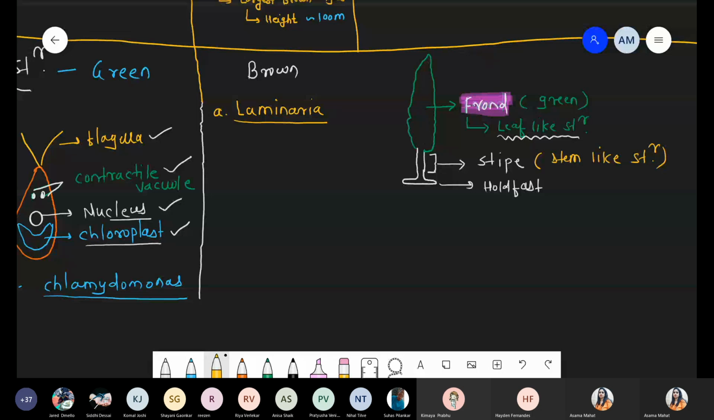And the holdfast: what is the function of the root? Basically it can adhere and it can absorb. Similarly, in brown algae there is the holdfast, and this holdfast behaves like a root. So these are root-like structures. Structure means functionally they are similar to root, stem and leaf. So this is the very simple structure of Laminaria. There are three important parts: number one, holdfast; number two, stipe; and number three, frond.